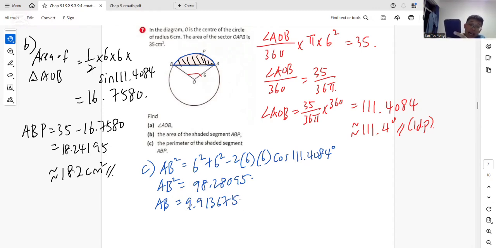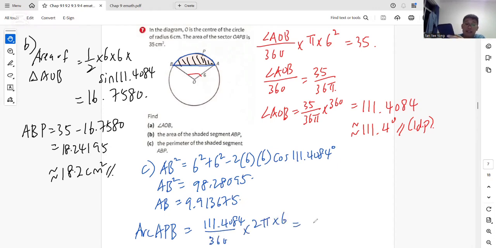All right, now I need to find arc APB. Okay, so arc APB is equal to 111.4084 over 360 times 2 pi times 6. Okay, so this is 11.6666.